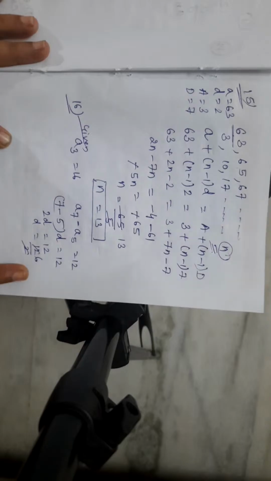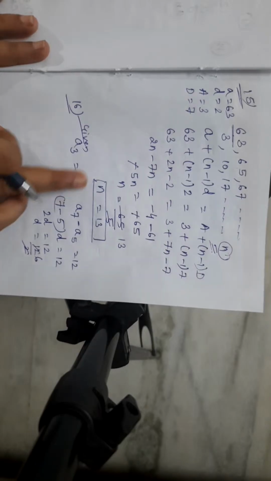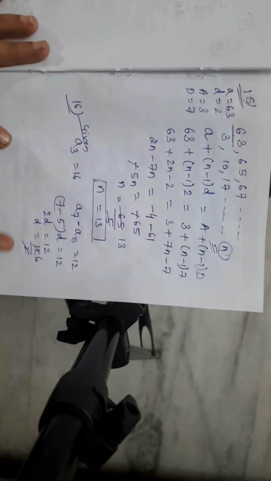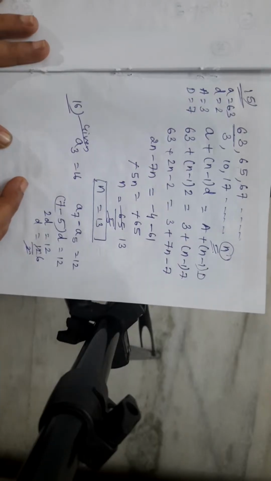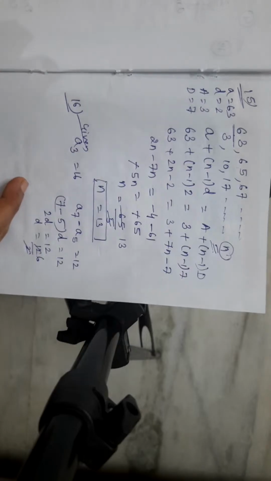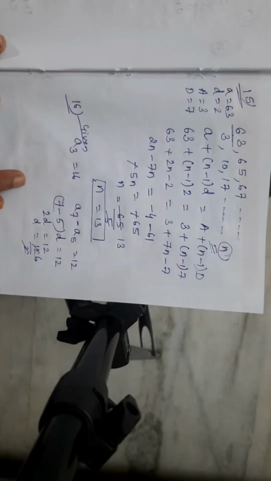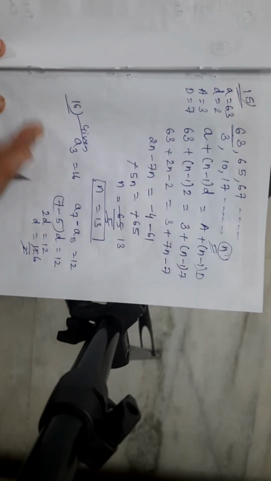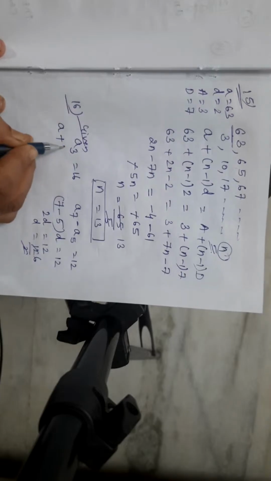After getting the value of D, here A3 is given 16. We can put in the value of D and A can be calculated. Here the question was to determine the AP. We need to write the sequence. For the sequence, we need the value of A and D. So let's find out what is A. Here A3 is given. So the equation will be A plus 2D.